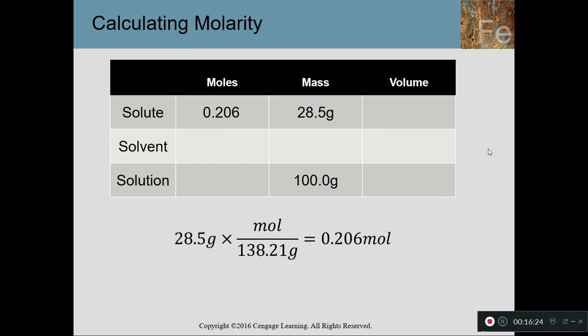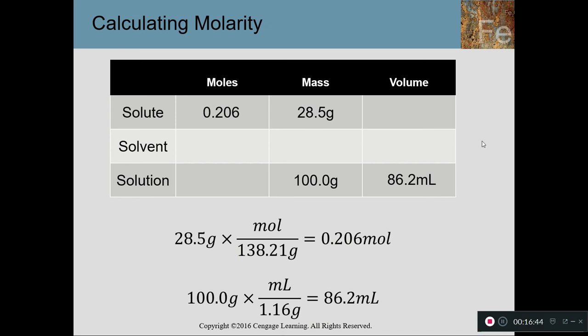And since molarity is moles per liter, I need to convert from my grams into my volume. And again, from our previous example, I showed you that the way to do that would be to use the density. In this case, the density was 1.16 grams per mil. I have 86.2 milliliters in that 100 grams of sample.